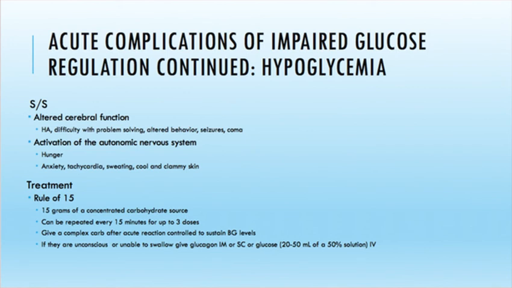All right, so some acute complications related to hypoglycemia. Hypoglycemia usually occurs when someone has more insulin than the food they consume. So if they take their insulin shot but then they don't eat, or if they take too much insulin. Signs and symptoms, as I just mentioned, that altered cerebral function.